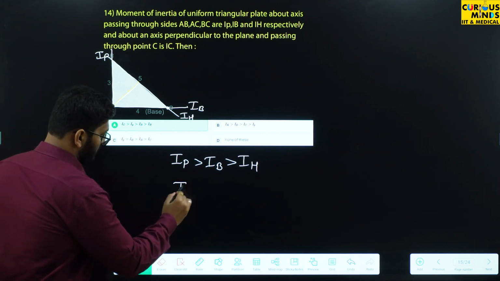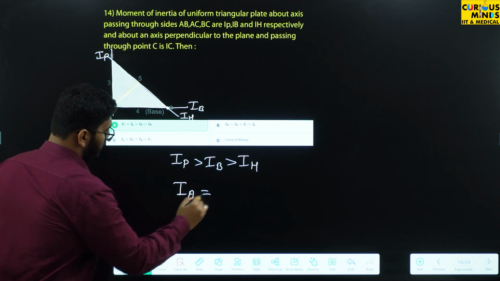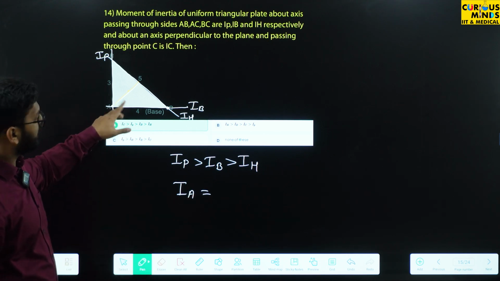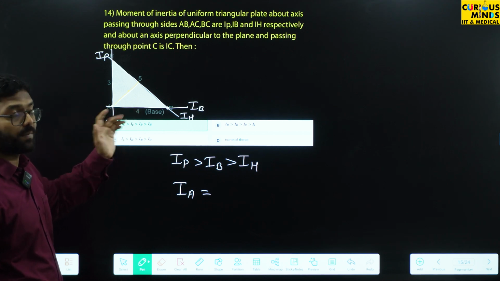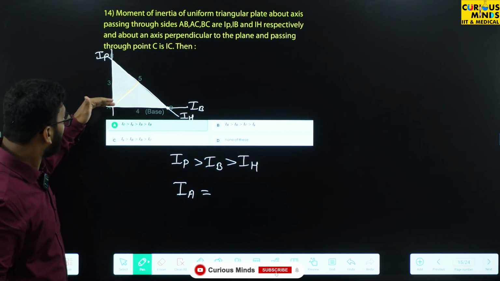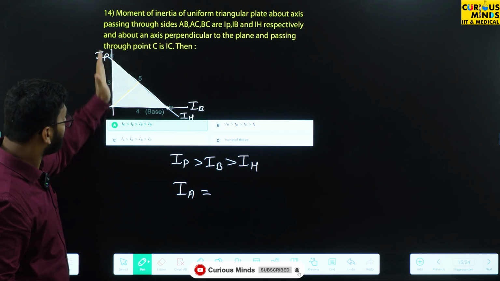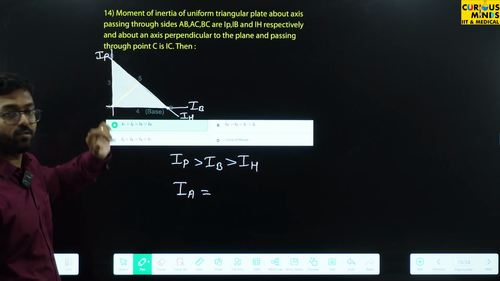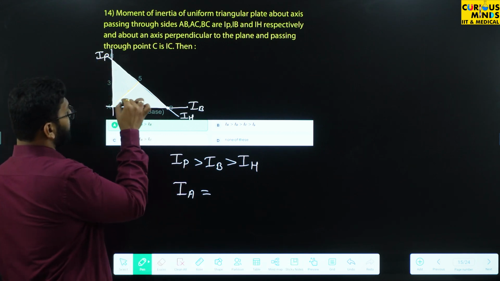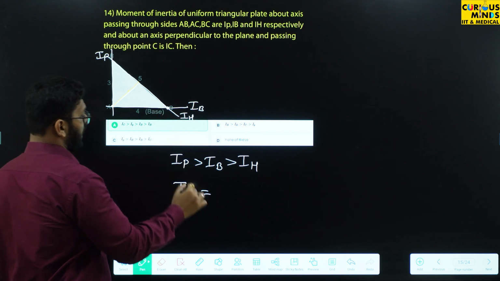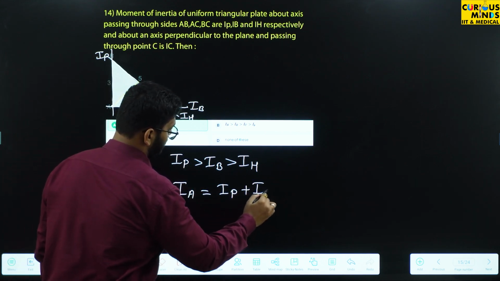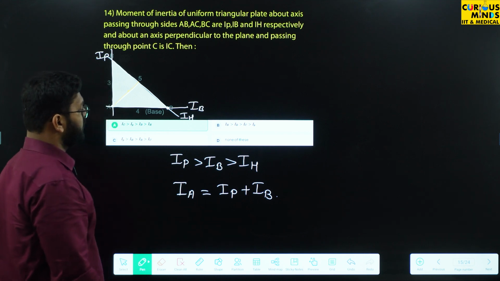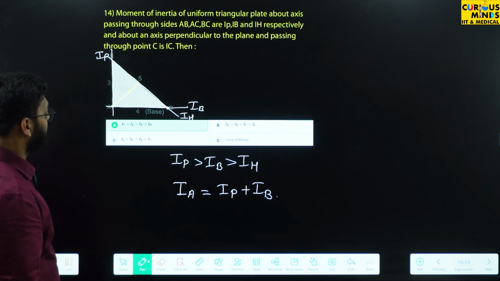About the IA axis, I can find the moment of inertia using the perpendicular axis theorem, because IP and IB are perpendicular to each other, and the IA axis is perpendicular to this plane. So IA is equal to IP plus IB.